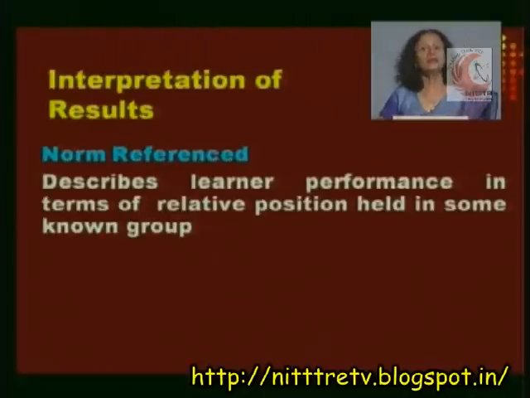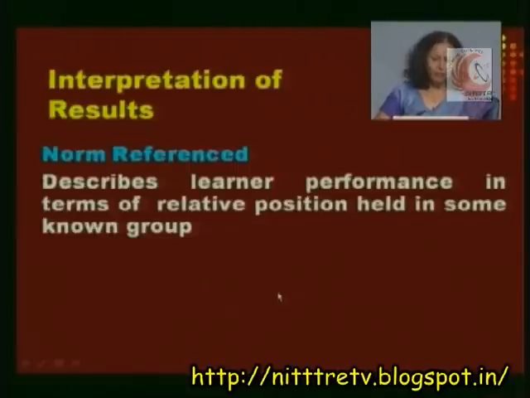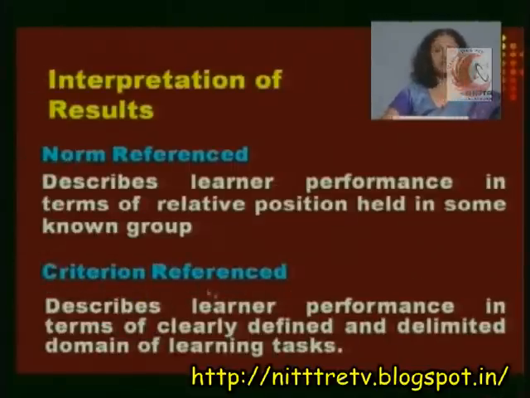Now, this group can be Anil's situation. In Anil's situation, it was the class only, but it can be college level, district level, state level, national level, any level can be there. Point is, some comparison group has to be there. The other, Ravi's performance, describes the criterion referenced performance.